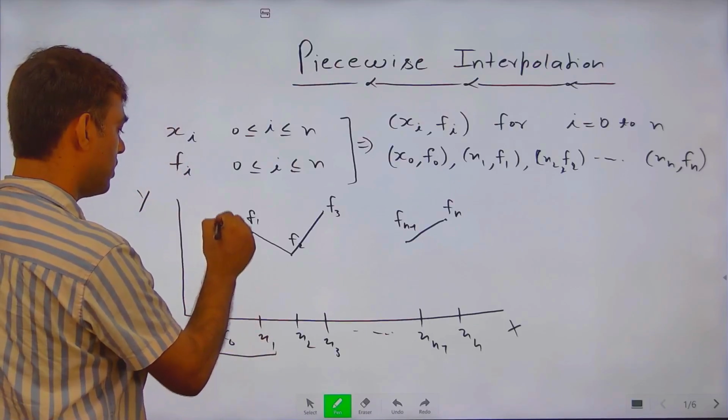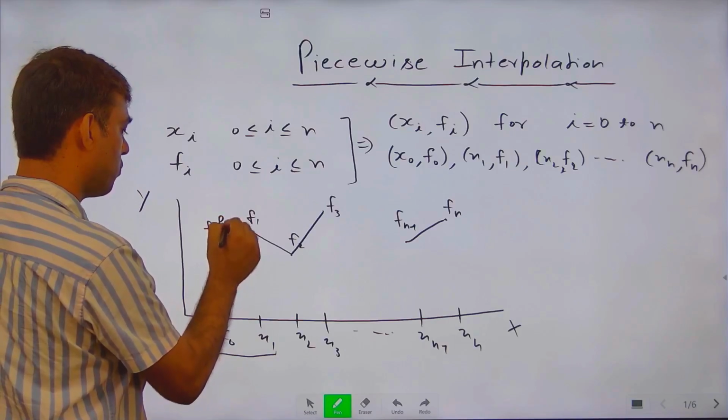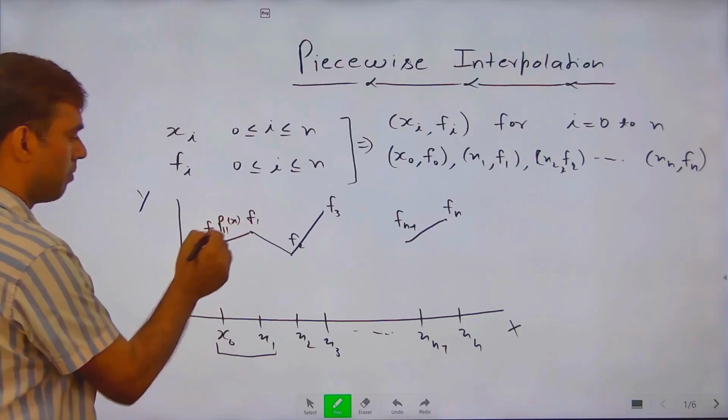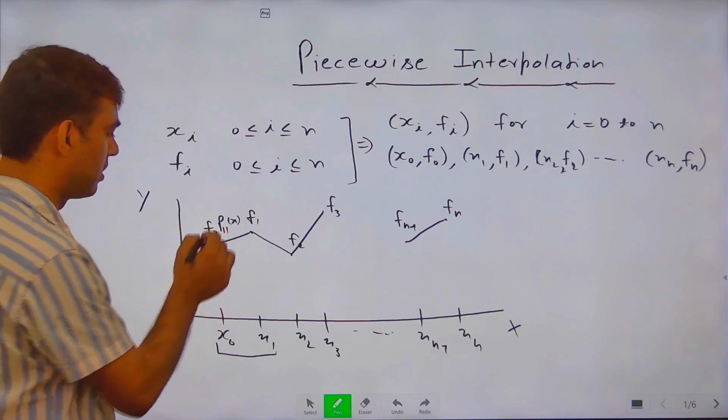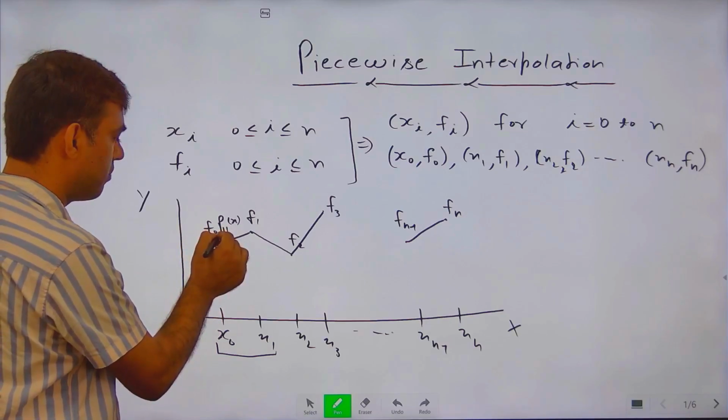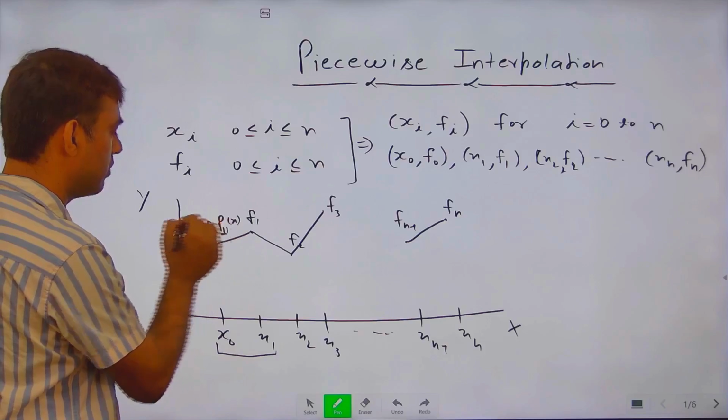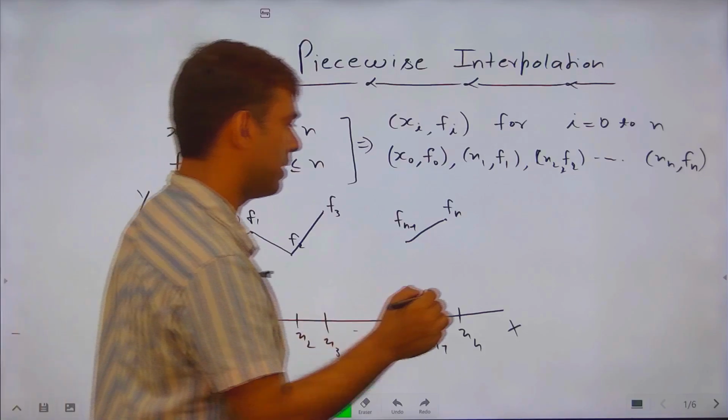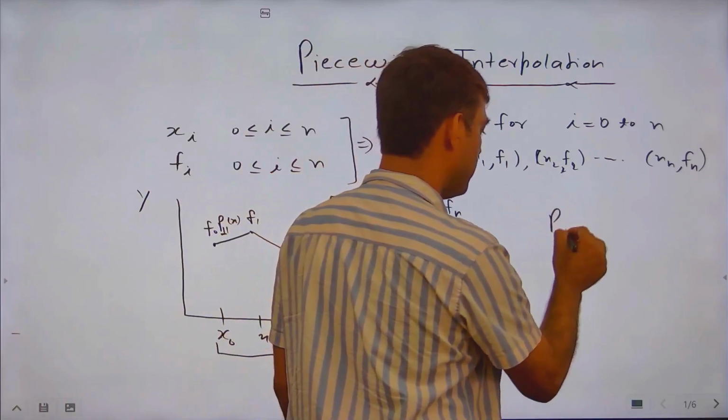If we denote this as p11(x), p11(x) means a polynomial of degree 1, the first polynomial of degree 1. There are 2 indices, p11.